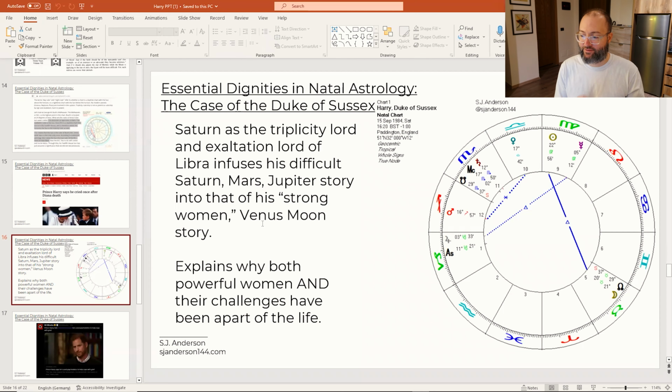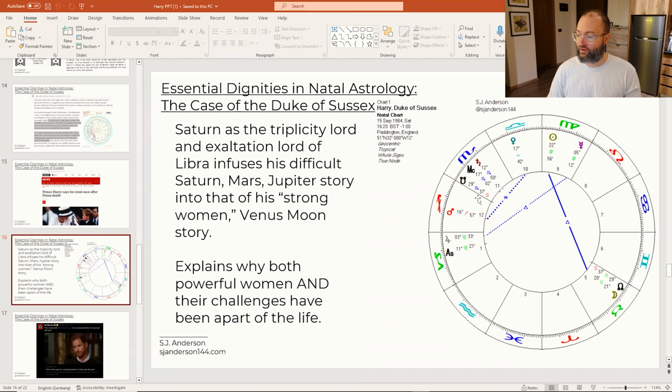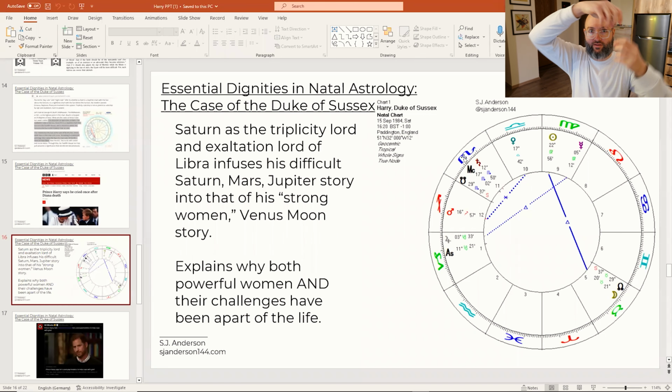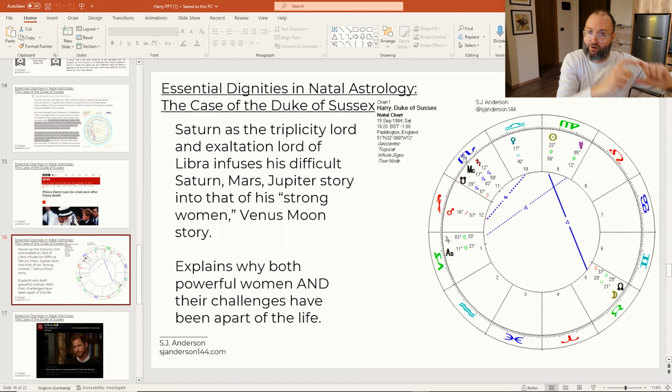So Saturn, as the triplicity lord and exaltation lord, infuses this difficult Saturn-Mars-Jupiter relationship into the story of strong women in his life. And so now we're back to being known for the difficulties around the family and the grief, the obstacles in the 12th house, the challenges of that Mars, and then that fallen Jupiter ruling that Mars. All of these difficult symbols are brought back in, all right?